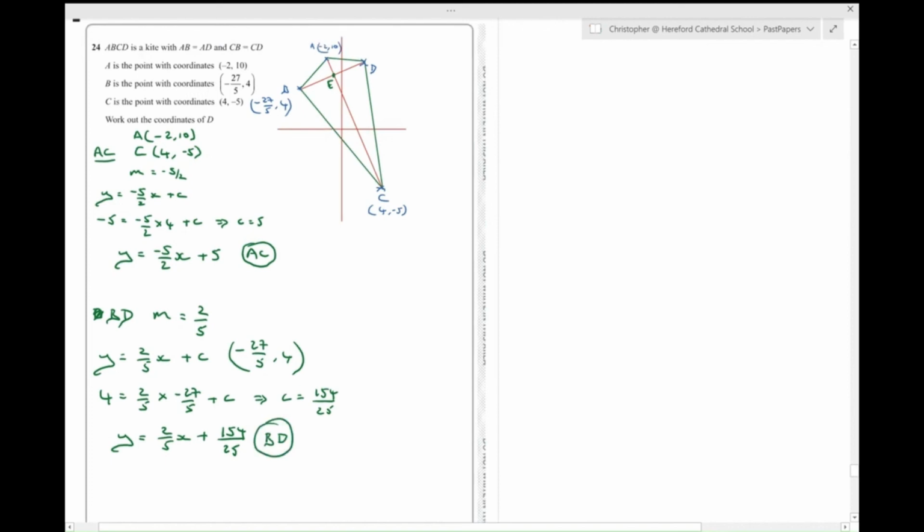So now to find the point where the two lines cross, I'm going to solve them simultaneously. So in order to find the point E, I'm going to solve the equation for AC and the equation for BD simultaneously to find the point that lies on both lines.